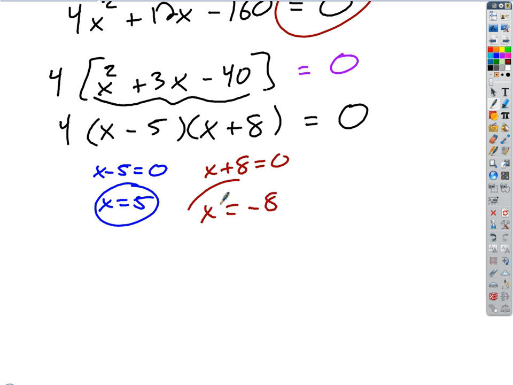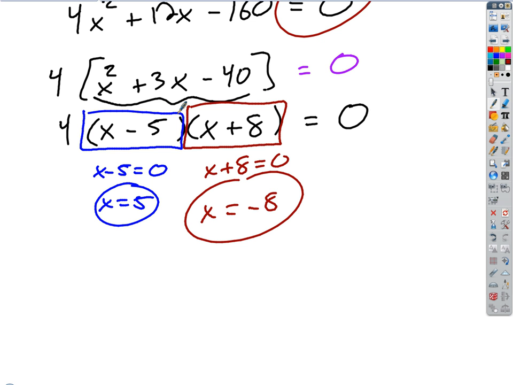Wait, why don't you touch 4? Because 4 can't equal 0. 4 is just a number, right? Only the factors with variables we could actually solve. Because x can vary. X could be anything, right? So when x has the value of 5, this factor right here is equal to 0, right? When x has a value of negative 8, that factor is equal to 0. But 4 can never equal 0. Only the factors with variables count.